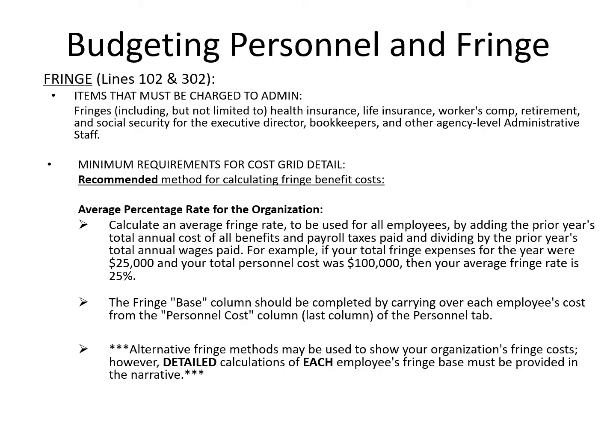The fringe benefits budget line items should include the costs for health insurance, life insurance, workers' comp, retirement and Social Security costs, or any other cost that your agency provides as a fringe benefit to employees. As far as where to charge it, these costs for the executive director, bookkeepers, and other agency level administrative staff should be charged to the 302 administrative fringe line, and all other employees who are allowed to be charged to program support would be charged to the 102 budget line, which is fringe for program support.